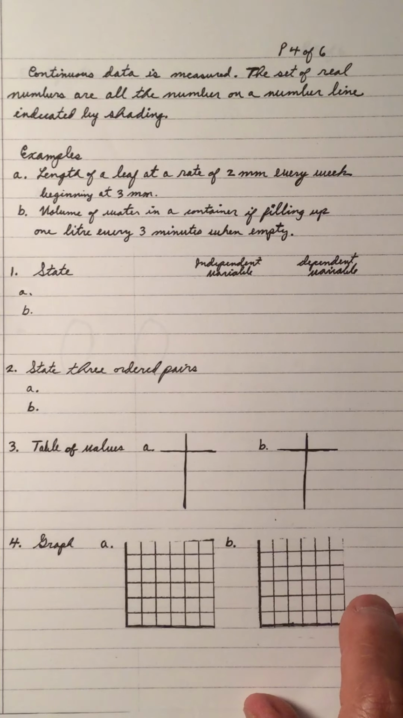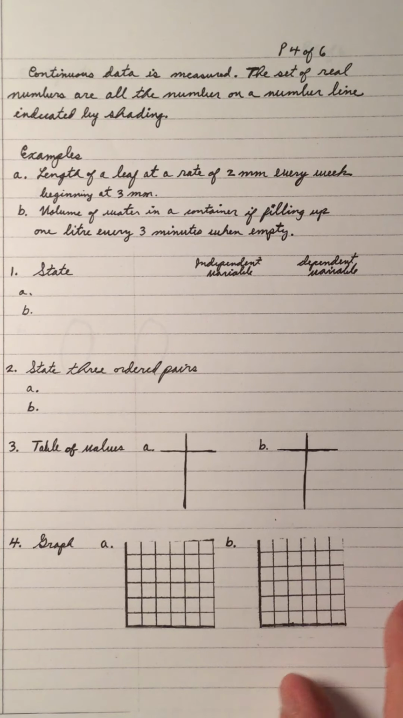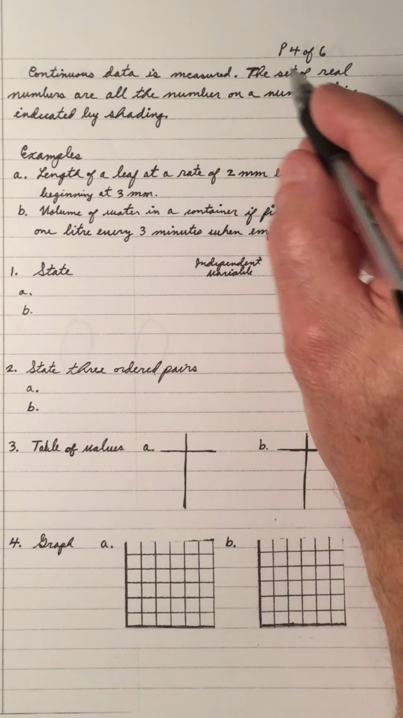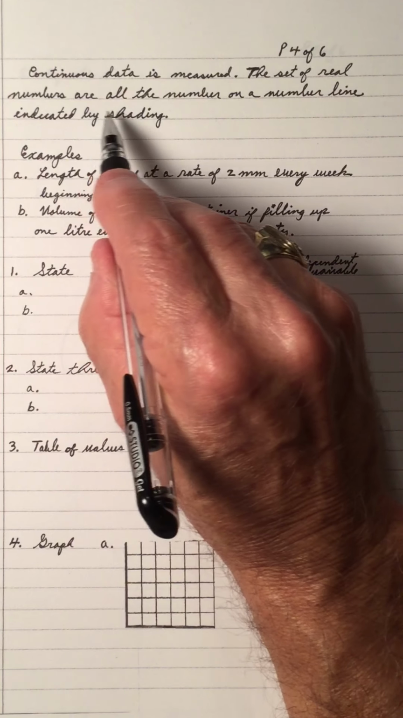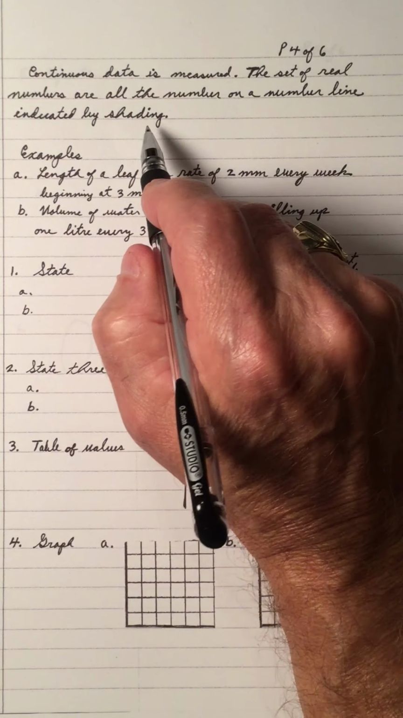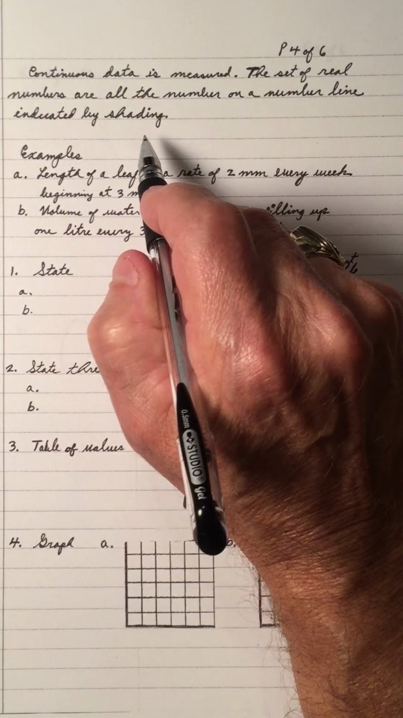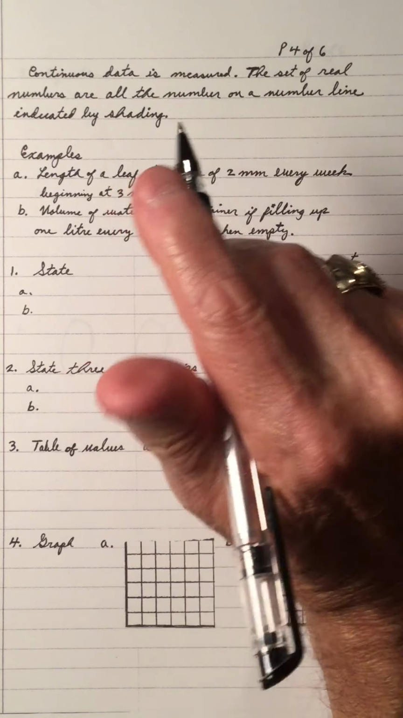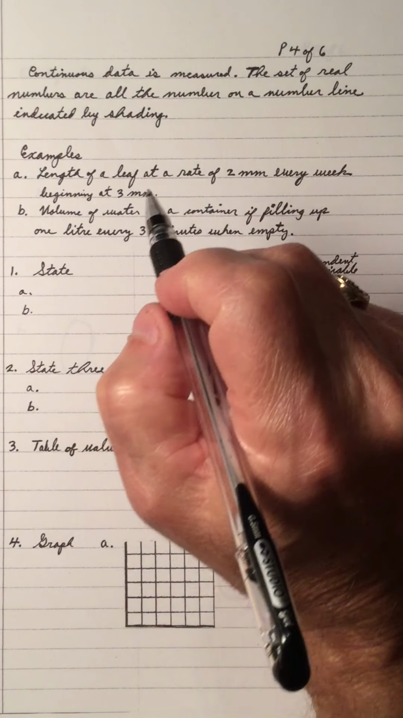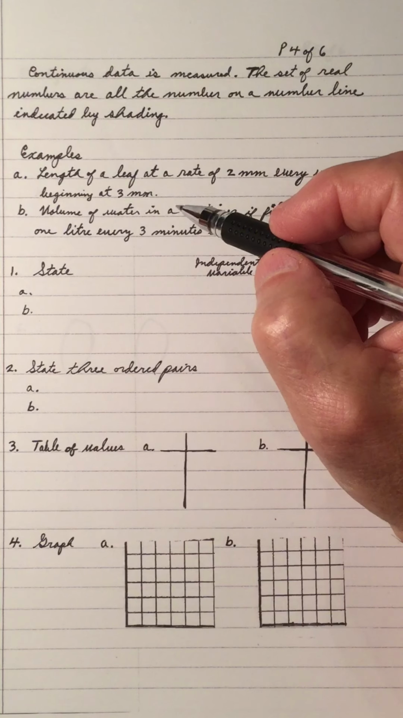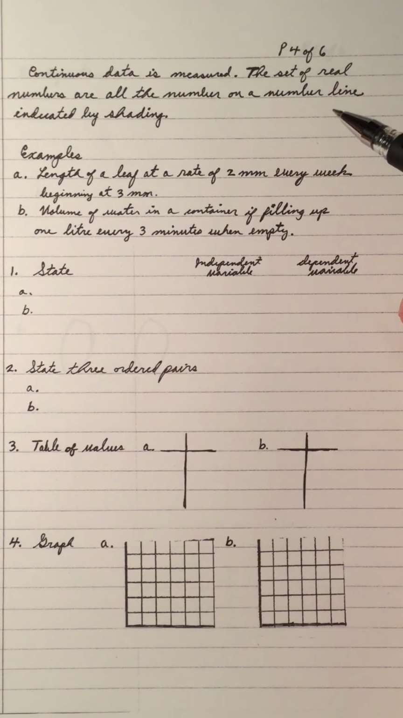Continuous data is what we call data that's measured. Measured means it's continuous along the line. And the set of real numbers are all the numbers on the number line, indicated by shading. So you use continuous data in measuring the height of something or the length of time that you're running, and time is going on continuously. And if time is continuous, then your dependent variable is continuous.